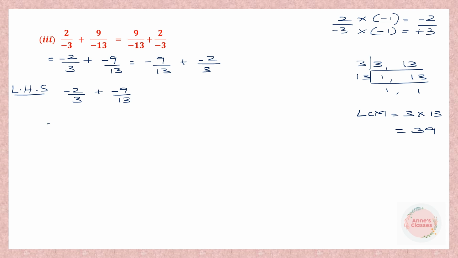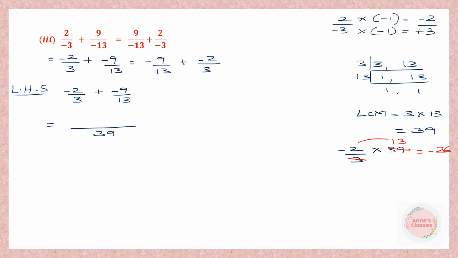So let's use that as the common denominator, 39. Now take the first rational number, minus 2 by 3, and multiply it by 39. So cancel 3 and 39. 3 into 13 is 39. So this becomes 13 into minus 2, which is minus 13 2s are 26.